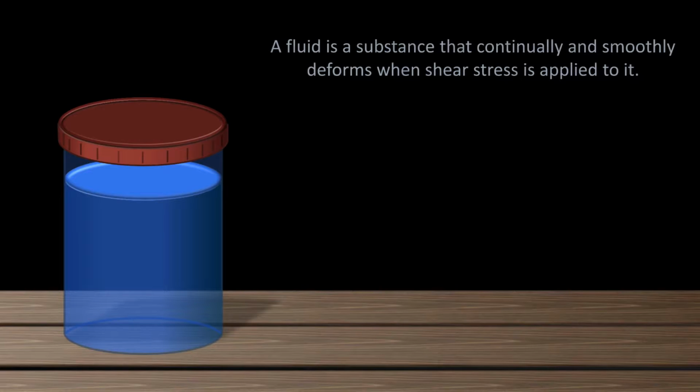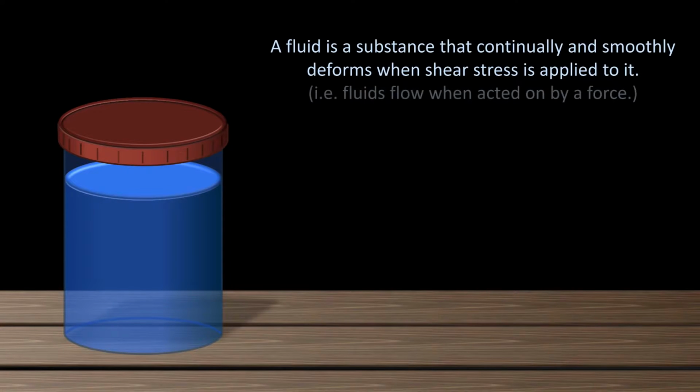A fluid is a substance that continually and smoothly deforms when shear stress is applied to it. What exactly does that mean? Fluids flow when acted on by a force, just like water flows downhill when acted on by gravity. That's it. In common usage, we tend to think of fluids and liquids as synonyms, but in science they're not.